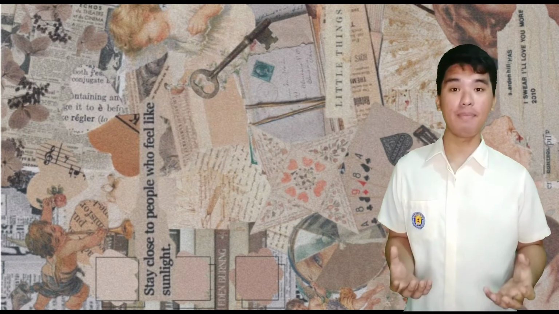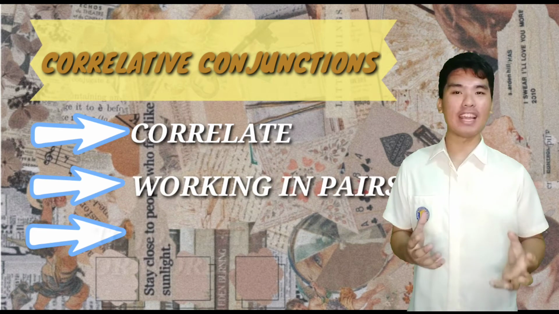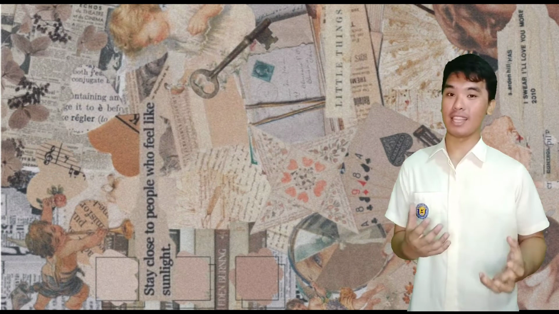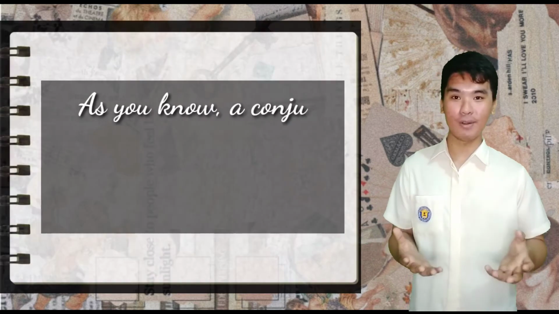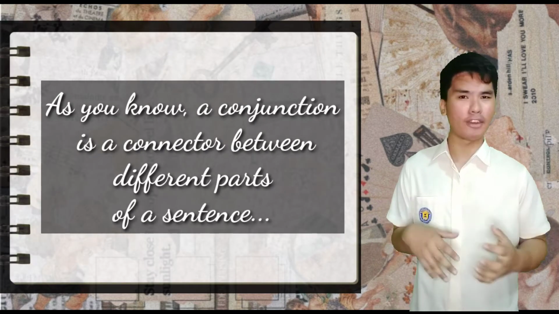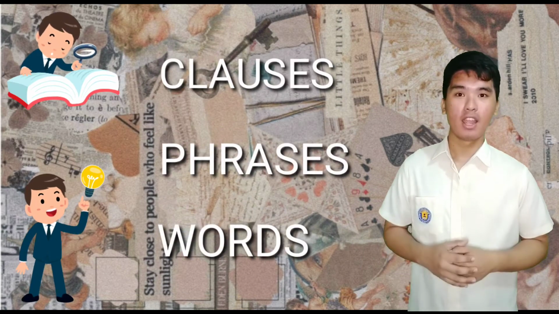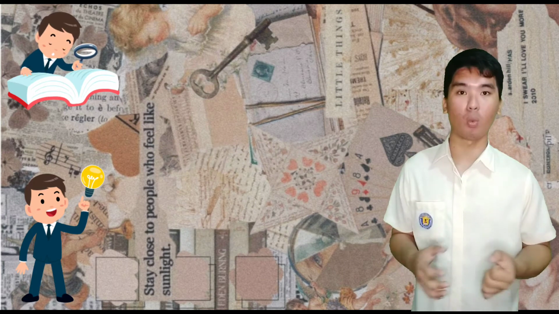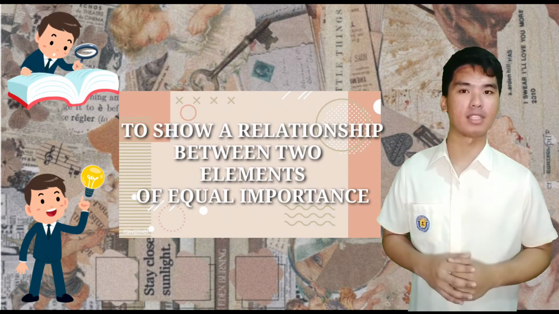As suggested by their name, correlative conjunctions correlate, working in pairs to join phrases or words that carry equal importance within a sentence. Like many of the most interesting parts of speech, correlative conjunctions are fun to use. As you know, a conjunction is a connector between different parts of a sentence, whether between two clauses, phrases, or words. Correlative conjunctions are conjunctions that work in pairs to show a relationship between two elements of equal importance. In other words, correlative conjunctions combine two relative parts of speech.